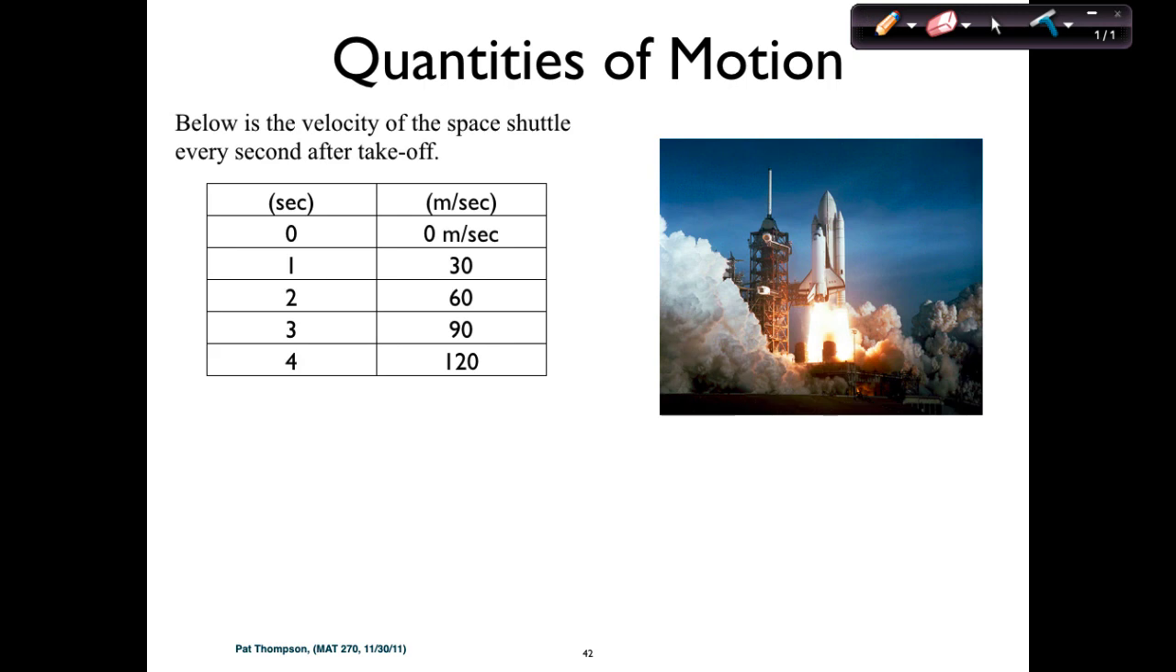So here's the space shuttle, the program that's been discontinued from the 80s and 90s. And here's the velocity of the space shuttle every second after takeoff. At 0 seconds at takeoff, it hasn't started moving yet, and then in 1 second, it's 30 meters per second. This is close; I think it's something like 29.5, but just to make it easy, I called it 30. So what do you notice about the velocity when you look at that table of velocities?